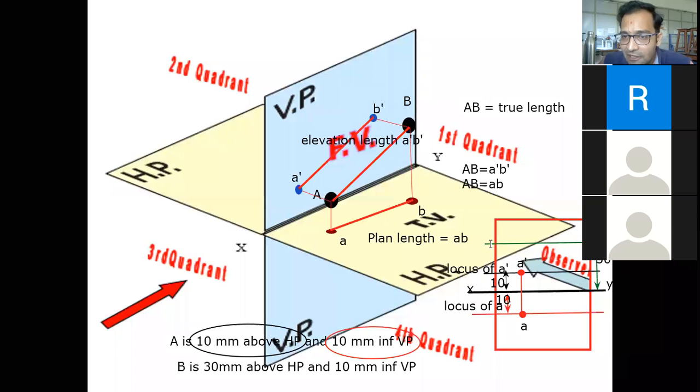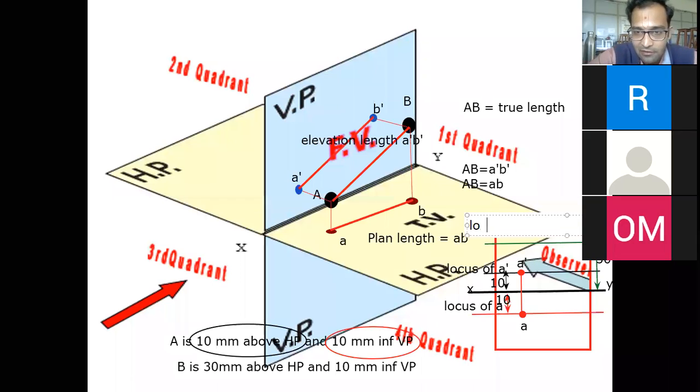But is it indicating the position of B dash exactly? B dash, at 30 mm above HP, can be found anywhere on this line. There are infinite numbers of possibilities to have B dash. Yes. Write it as locus of B dash. So there are infinite possibilities of positioning of B dash. We cannot get the actual point where it is going to be situated.